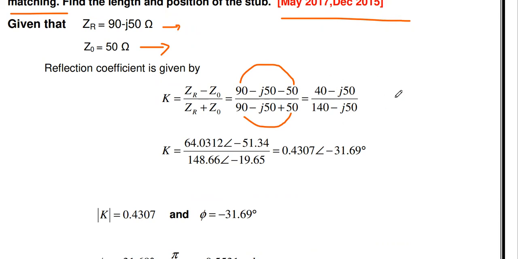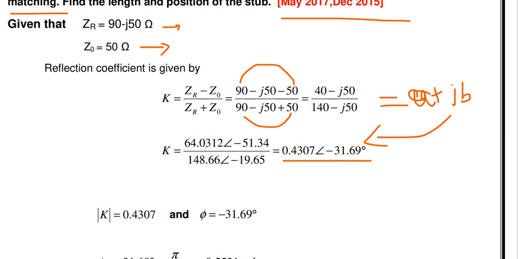If complex mode is available in your calculator, you set your calculator in complex mode, and then you just divide this rectangular by rectangular directly. You may get a rectangular answer, some A plus jB answer. Then you just convert this A plus jB into polar. You already know the procedure for converting rectangular to polar and polar to rectangular. So you convert this rectangular coordinate to polar, and you may get the answer as 0.4307 with angle minus 31.69. This is one method.